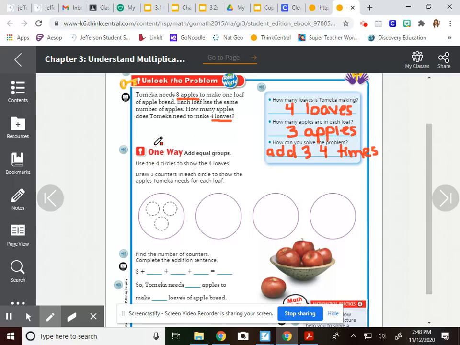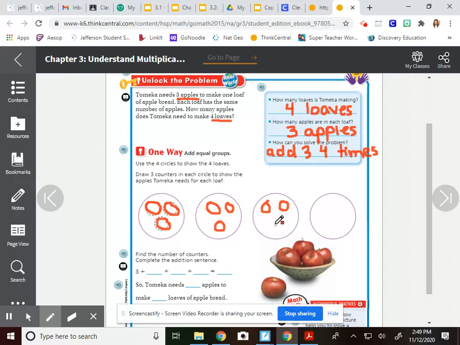Okay, so now let's take a look at how we can draw equal groups to help us use repeated addition. So there's 4 loaves of bread. We have 4 circles to show our 4 equal groups. Our equal groups are our loaves. Then in each of our equal groups, we need to represent those apples that need to be in the loaf of bread to be able to make it. So for Tamika, there's 3 apples in each loaf. So we're going to draw 3 counters in each of our circles. So we have 4 equal groups, 3 counters in each group.